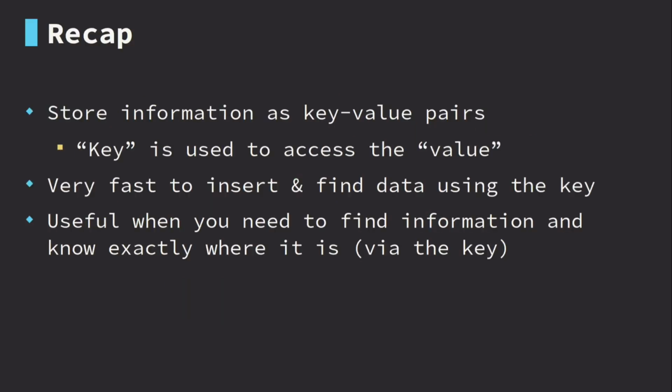To recap, hash maps store information as key-value pairs. The key is used to access the value. They're very fast to insert and find data when you have the key. And they're useful when you need to find information and know exactly where it is, meaning you have the key.